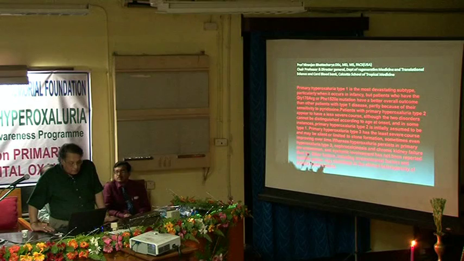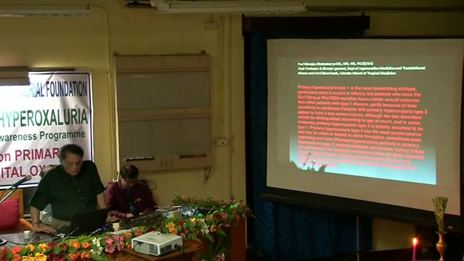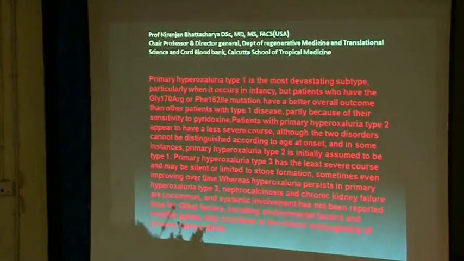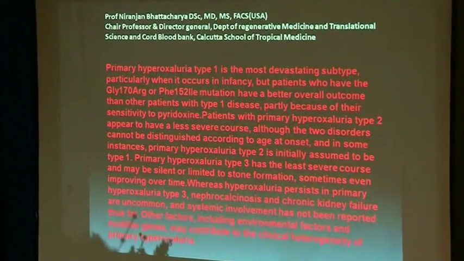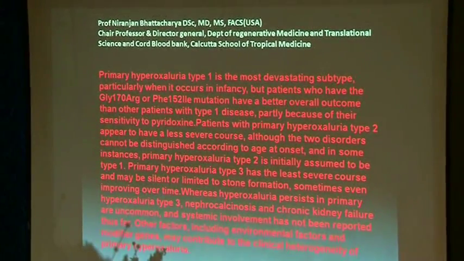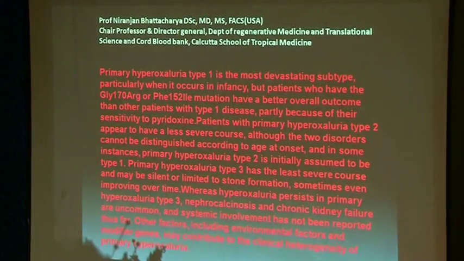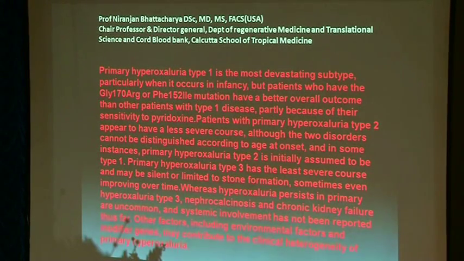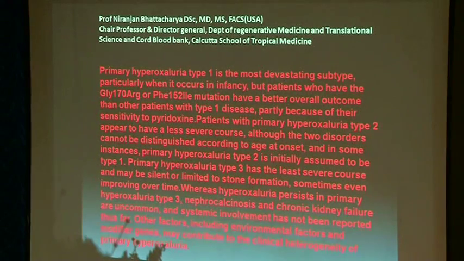But patients who have the Gly170Arg or Phe152Ile allele mutation have a better overall outcome than other patients with type 1 disease, partly because of their sensitivity to pyridoxine. Patients with primary hyperoxaluria type 2 appear to have a less severe course, although the two disorders cannot be distinguished according to the age at onset, and in some instances, primary hyperoxaluria type 2 is initially assumed to be type 1. Primary hyperoxaluria type 3 also has a less severe course and may be silent or limited to stone formation.